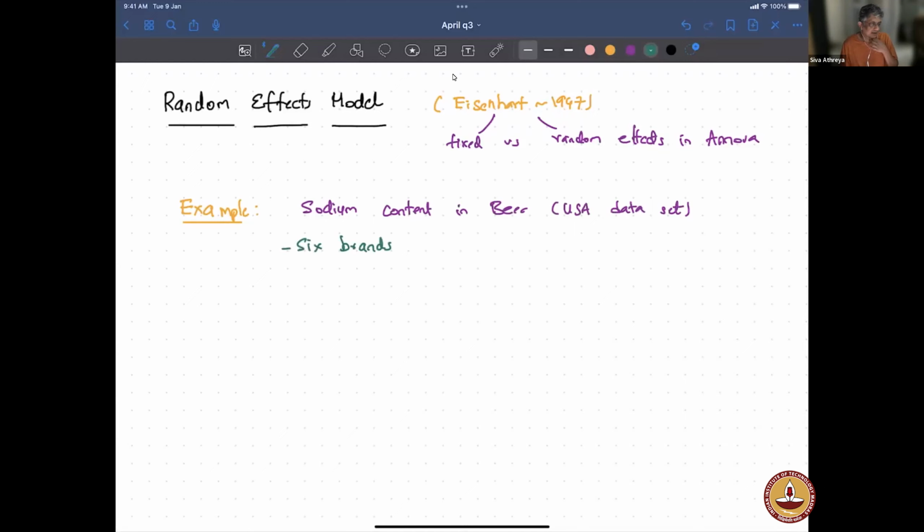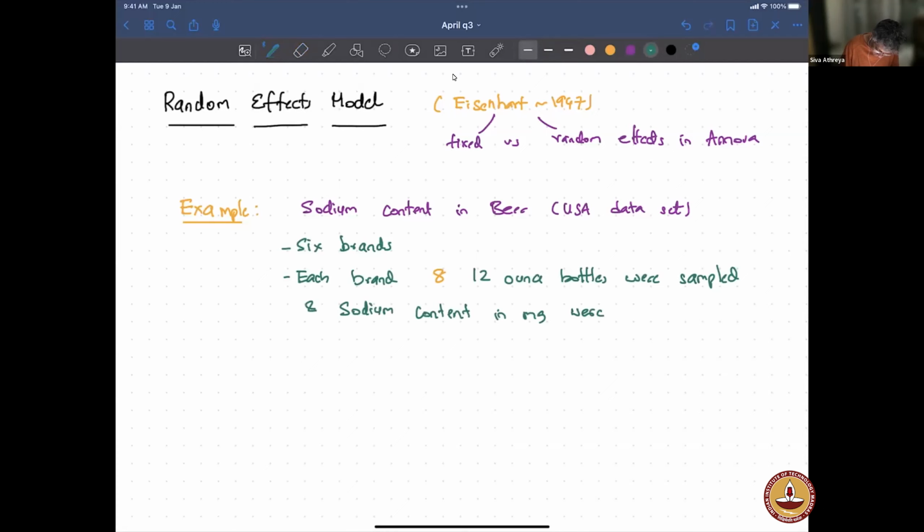Per brand, 8 12-ounce bottles were sampled, and the sodium content in milligrams was measured. That's the experiment that people did.